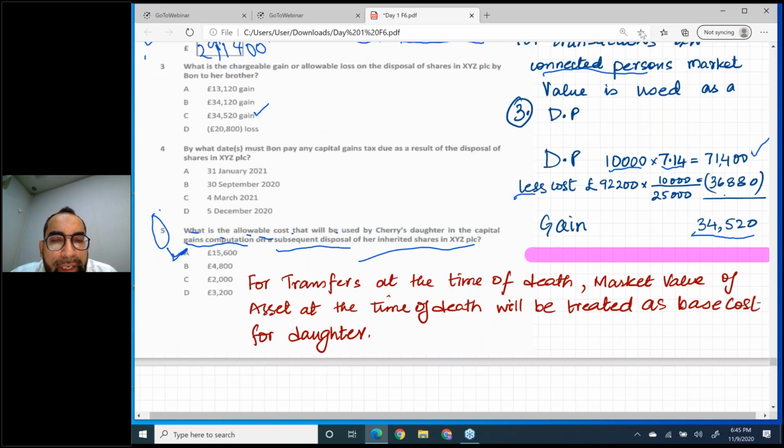For transfers at the time of death, I have written with the red pen: market value of asset at the time of death will be treated as base cost for daughter. Yes or no? Now, there is only one requirement left, that is question number 4.